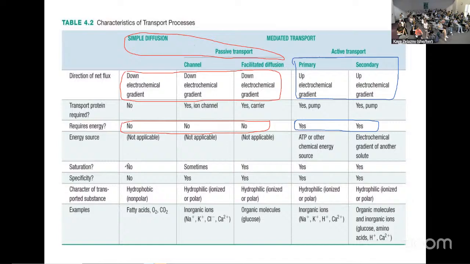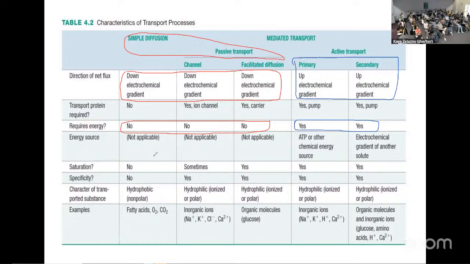Here we've got a little bit of detail on those proteins. This is pointing out that usually when we have a protein, those proteins can get saturated. Channels are kind of an iffy situation. And when we have these proteins, they're going to be specific to a specific substance. So you'd say it's a sodium channel. You'd say it's a glucose carrier, not just a general channel, not just a general carrier.